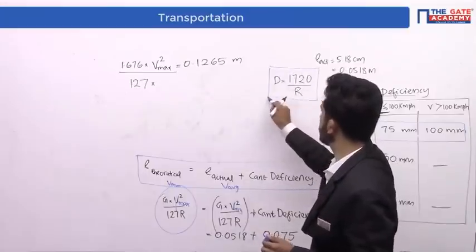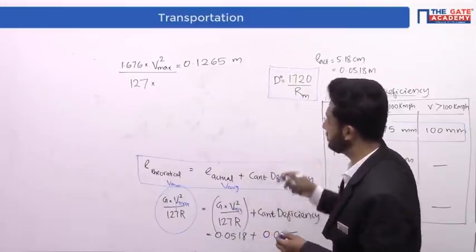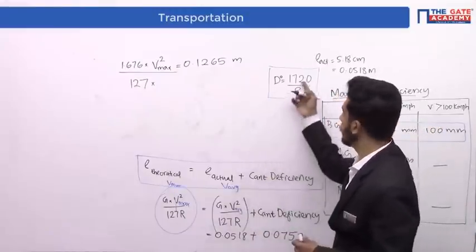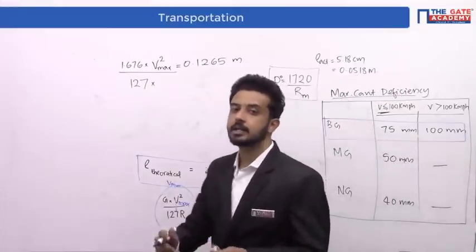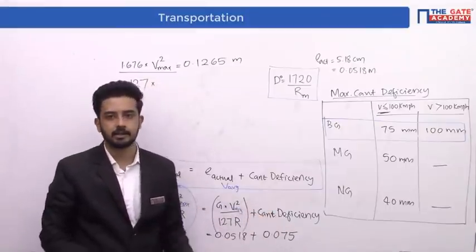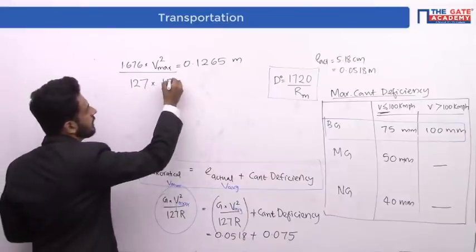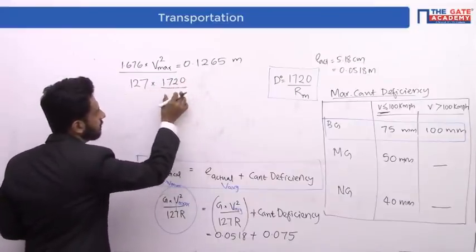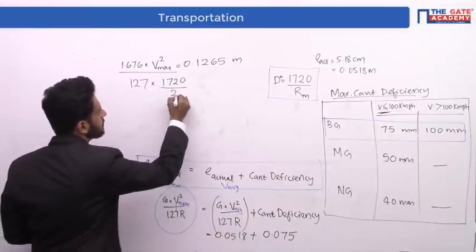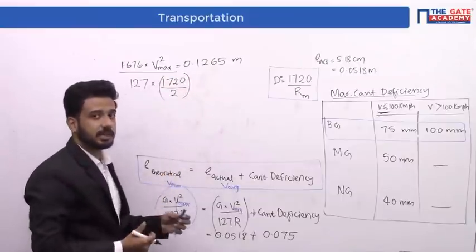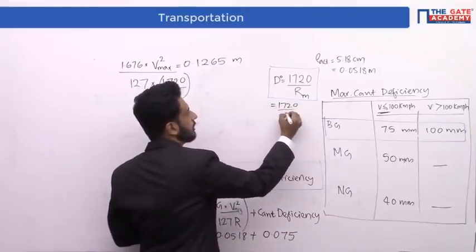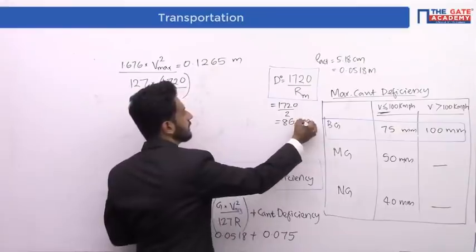So degree is equal to 1720 divided by R meter. So R I can write it as 1720 divided by d degree. Correct? So here since they haven't given the value of r directly, I can substitute r as 1720 divided by, what is the degree given in the question? 2 degree, correct? So 2. So actually speaking, what will be the radius of this curve? It will be 1720 by 2, 860 meter, correct?